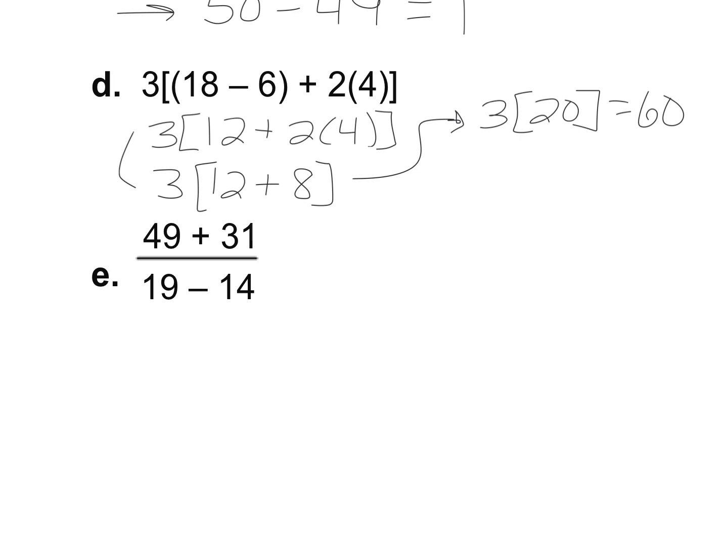Why do you say yes? Because of that fraction bar, right? Yeah. But can we divide those quite yet? No. If you have a fraction bar, that means division, right? But you have to simplify the top and the bottom before you divide. Okay, so let's simplify the top first. What's 49 plus 31? 80. What's 19 minus 14? 5. Now we can divide, right? Yes. What's 80 divided by 5? It's 16.